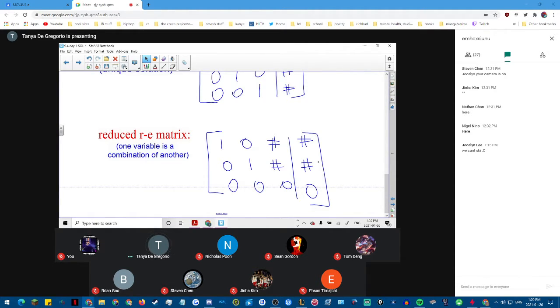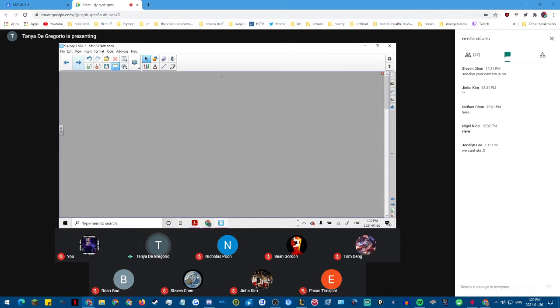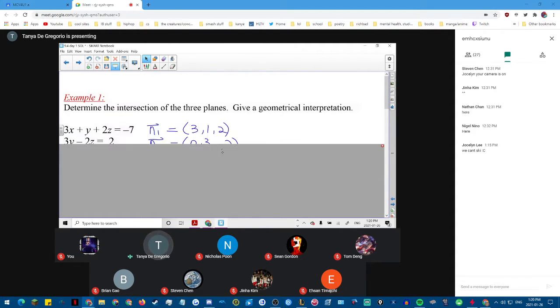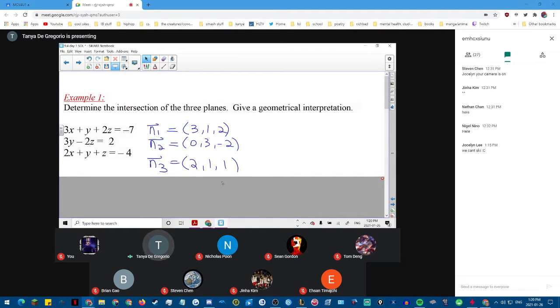Okay, all right, so let's take a look. Here it says, determine the intersection of 3 planes. Give a geometrical interpretation. So that means, don't just tell me if there's no solution, tell me why. Are all 3 planes parallel? Are 2 parallel and 1 not? Tell me exactly what's going on. So we're going to look at the normals. When I look at the normals here, I have 3, 1, 2, 0, 3, negative 2, 2, 1, 1. What do you guys think?